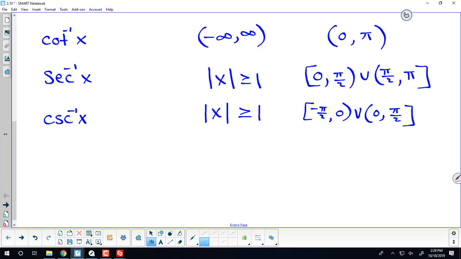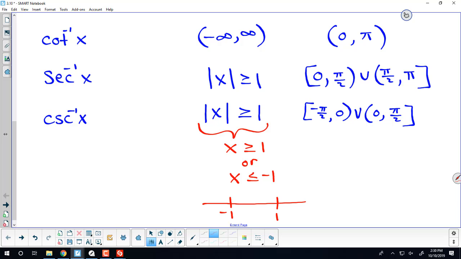And worth maybe pointing out that when we say the absolute value of x has to be larger than or equal to 1, we mean two things. We mean that either x is larger than or equal to 1, or x is less than or equal to -1. So the inputs for inverse secant and cosecant are these numbers here.